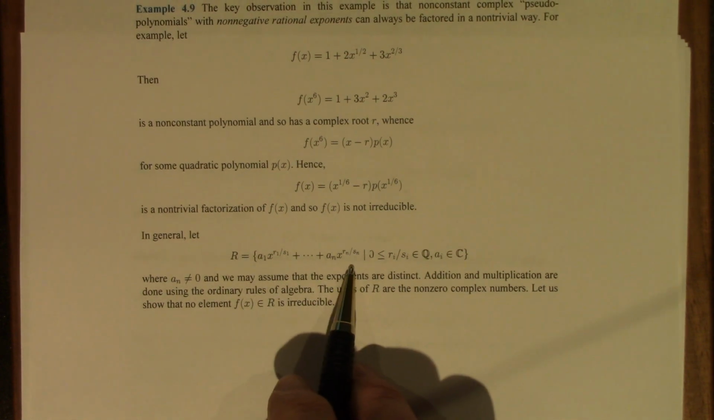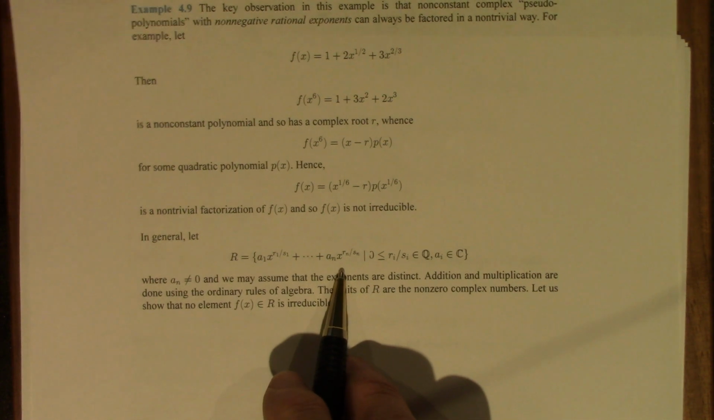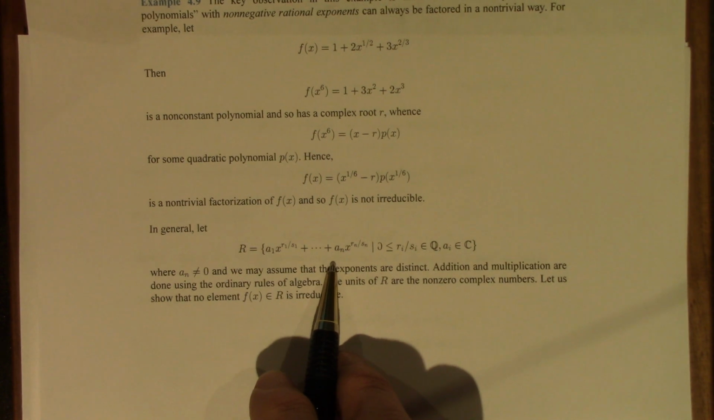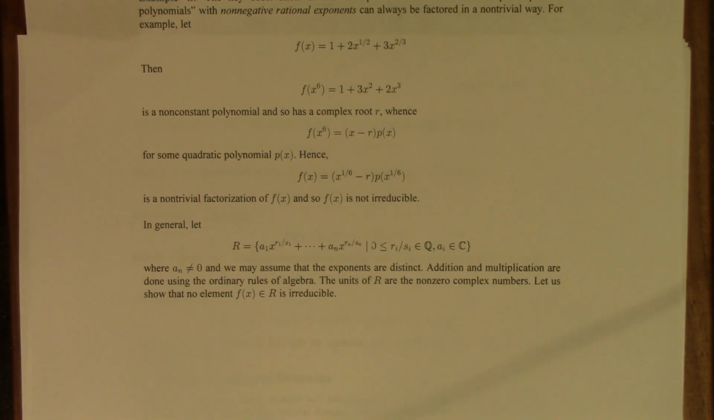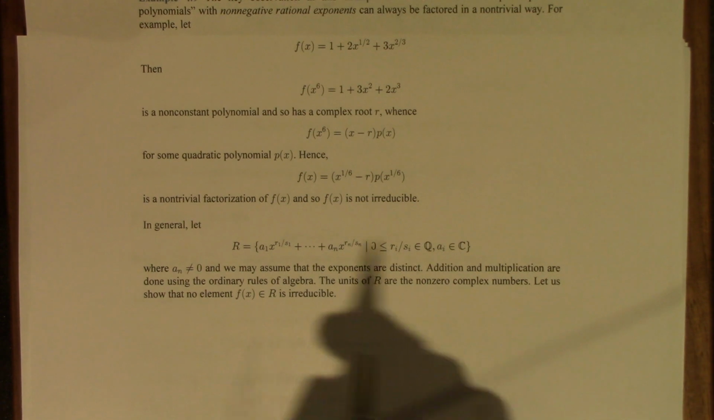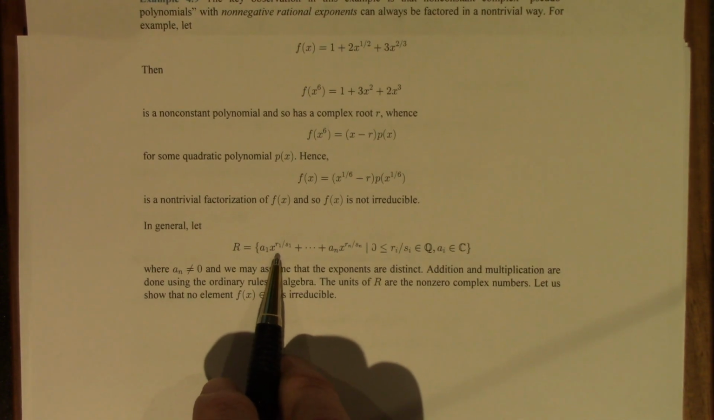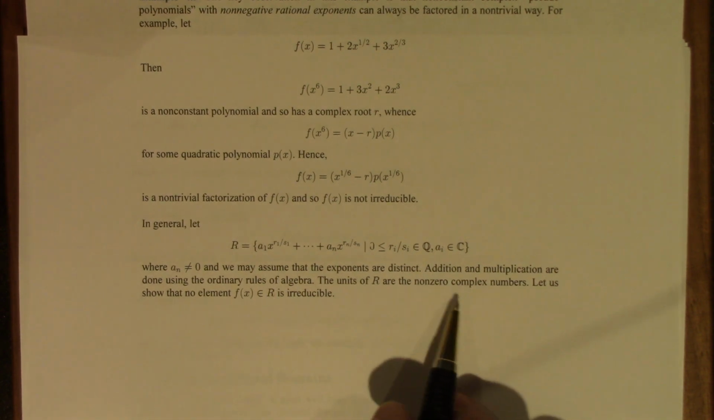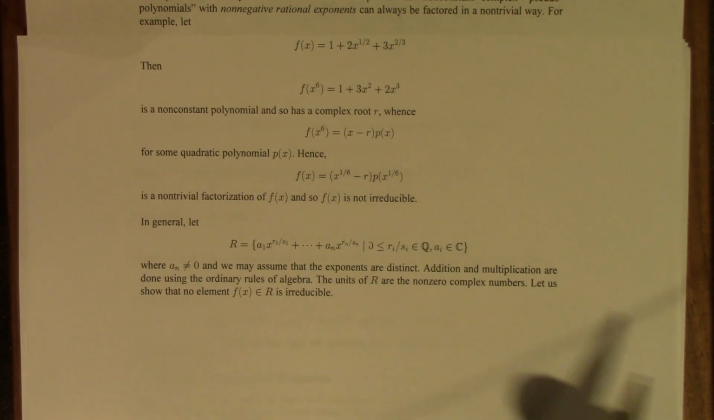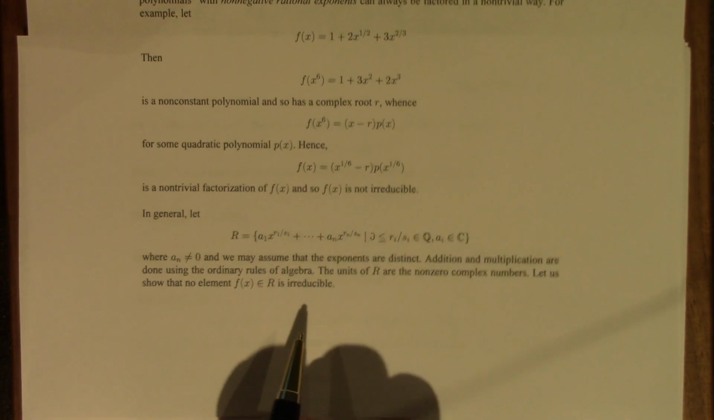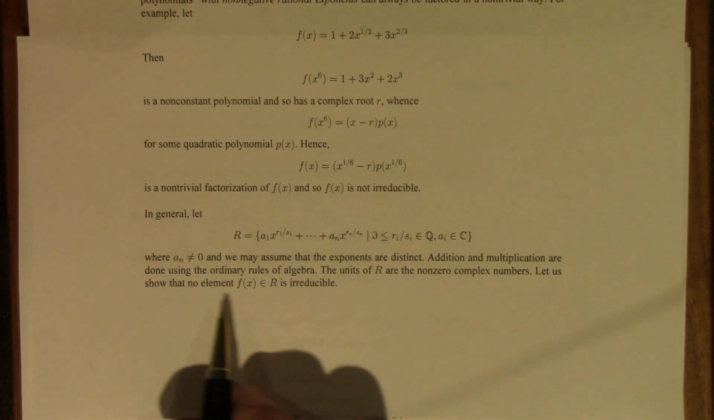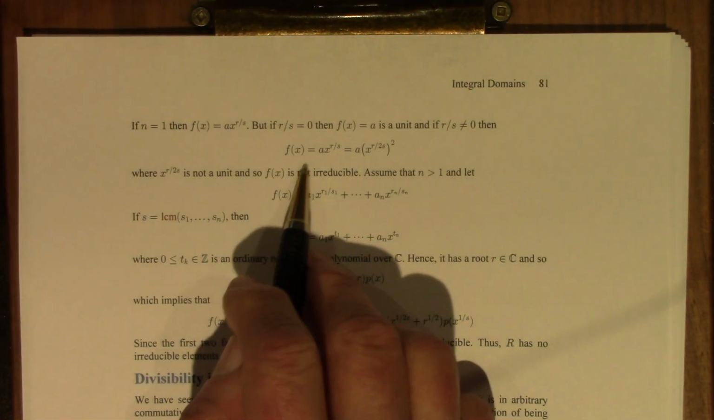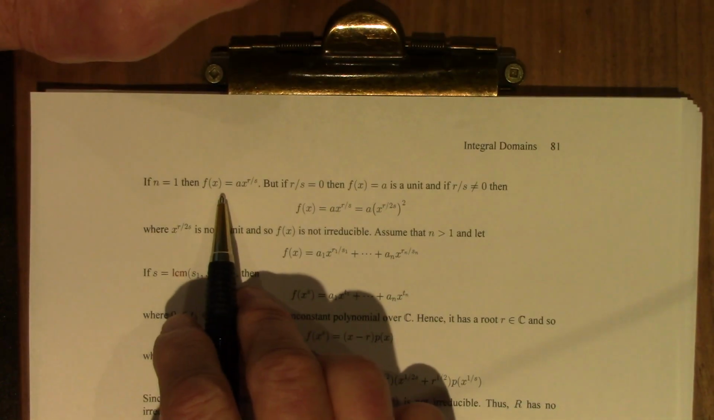With an expression like this, we can assume that the exponents are distinct, and we proceed. Addition and multiplication follow the ordinary rules of algebra, and the units of this set are the non-zero complex numbers. This is in fact a ring, and it's an integral domain. We can show that no element is irreducible, and I do exactly the same thing as before.